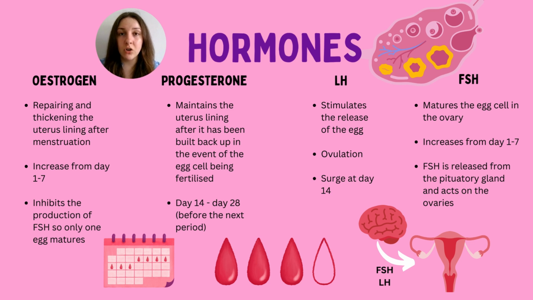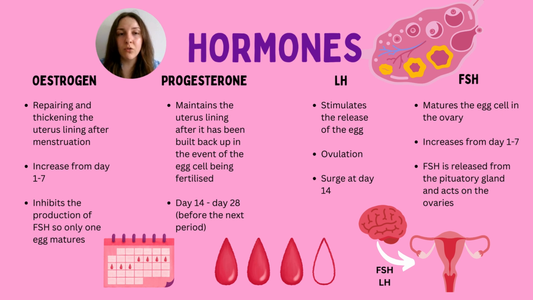However, estrogen stops this hormone from working so that only one egg cell actually matures. And it can also just stop egg cells maturing in the first place, again helping to prevent pregnancy. So estrogen has a multifaceted function. And those of you who are doing higher should really know about the inhibition of FSH using estrogen as well. Now, like I said, this happens from day 1 to 7. The levels of estrogen begin to rise.